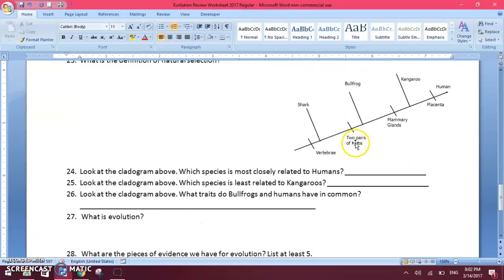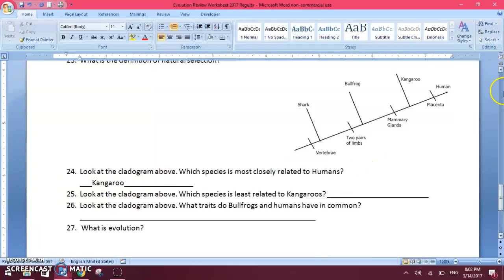All right, cladogram. Which species is most closely related to humans? This would be the kangaroo. How do I know this? Because the kangaroo is the closest to the human on the cladogram. Which one is least related to kangaroos? Well, we got to find the one that's the furthest away, so that would be the shark. The shark is the furthest from the kangaroo.